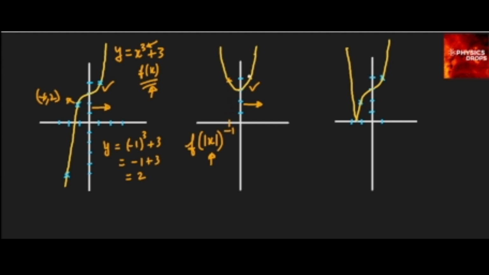Which means the graph on the left hand side would be a reflection of the graph you see on the right hand side, and that's why you get this U-shaped curve for f of absolute value of x.